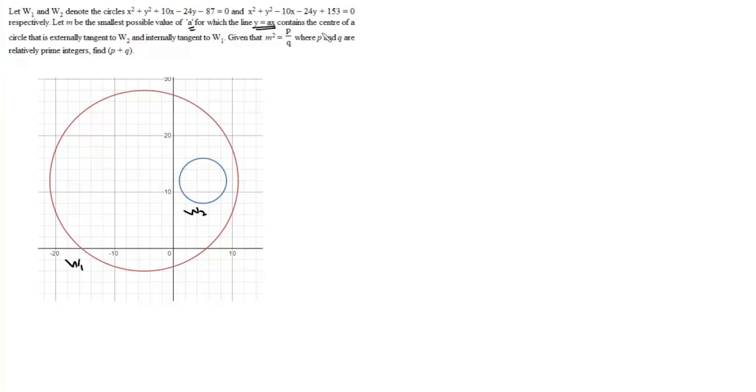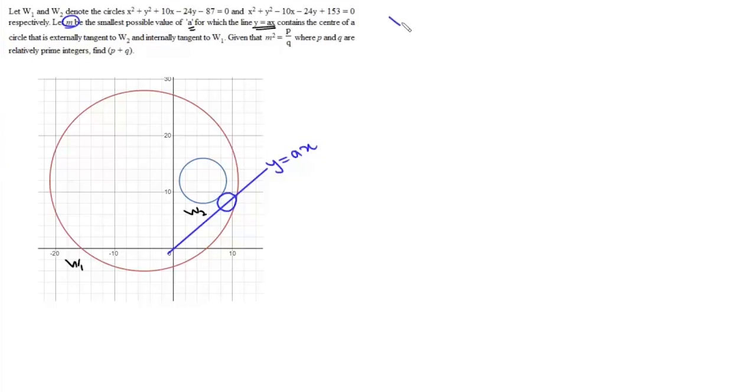So basically we are talking about a circle which touches W1 internally and W2 externally, and whose center lies on this line y equals ax, and the smallest possible value of a is given as m. That is, if m square is p/q, then find the value of p+q.